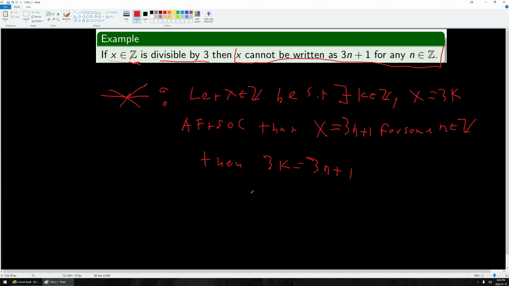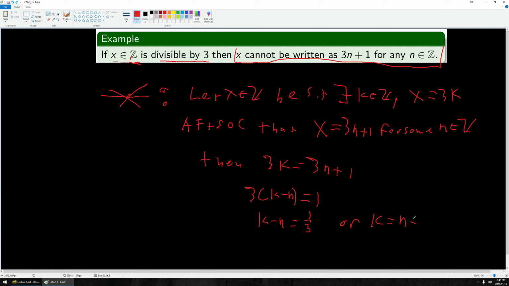Okay, so from here, let's just do some simplifications. I could subtract off the 3n and write this as 3 times (k minus n) is equal to 1. And finally, k minus n is equal to 1/3. So at this point, you could argue that this is the contradiction if you wanted. Because these are integers, this is saying the difference between two integers is not an integer, so that's not a thing.